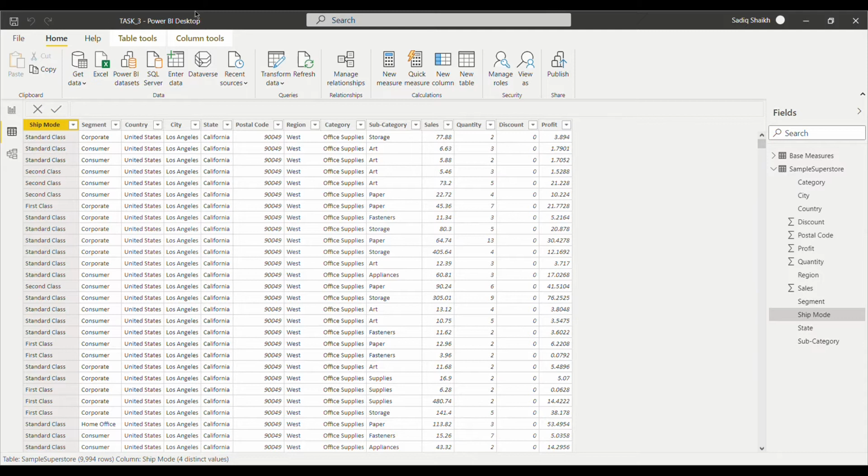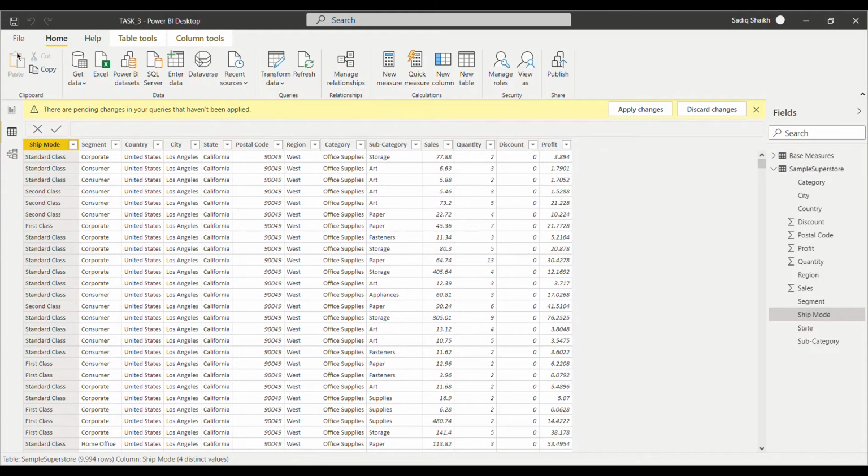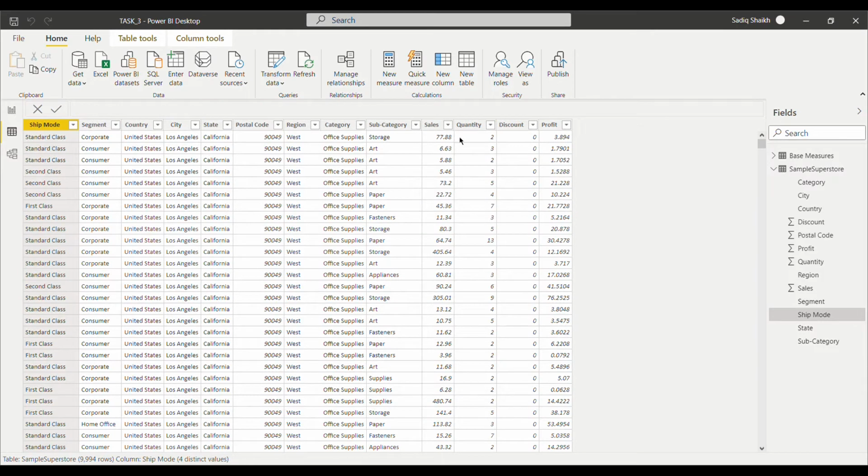So this would ultimately result in clearing the data, and then we can click on Close and Apply, so that this entire data set would be applied on the data over here. So as this is applying, okay, this is the entire data set.